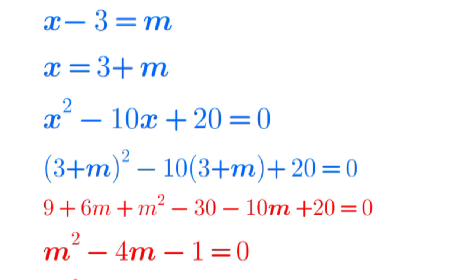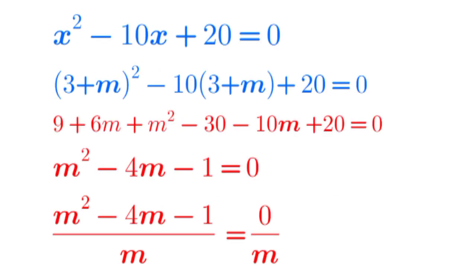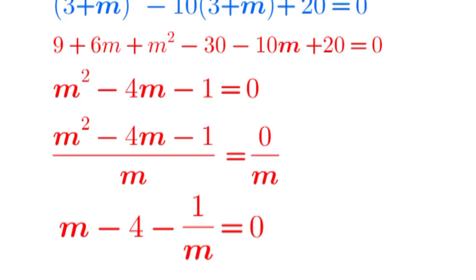So the next step we are taking is to divide both sides by m. So we have (m squared minus 4m minus 1) all over m is equal to 0 all over m. Now, the m is going to cancel one of the m in m squared, so we have m minus, then the m is going to cancel the m in 4m, so we have minus 4 minus 1 all over m is equal to 0 divided by m, which is still going to give us 0. So we have m minus 4 minus 1 all over m is equal to 0.